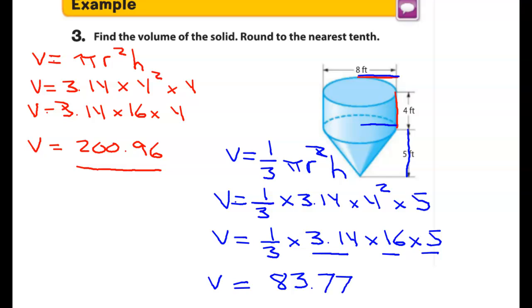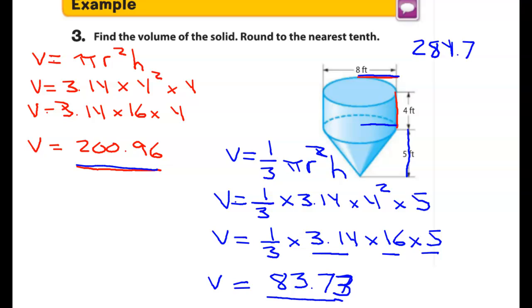So now what I need to do is take this 200.96, my 83.77, and add them together. Hey guys, before we do that, let's make this a 7.3 instead of a 7.7, okay? So when we're all said and done, you guys, we'll get 284.69. Let's go ahead and round that to the nearest tenths. So we're going to get 284.7.